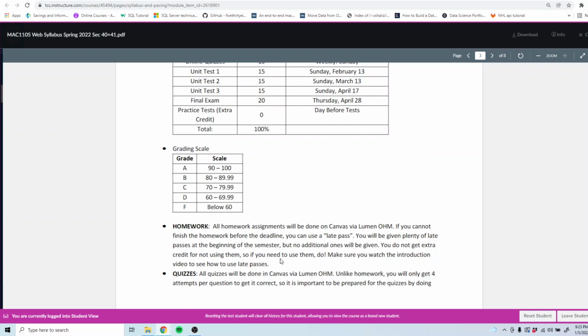The homework, I'll go through this in more detail when I show you on Canvas where all the homework and quizzes and tests are and things like that. So I'm not going to necessarily read through this right now, but they're all done through something called Lumen OHM. There's just a link right on Canvas. If you click on an assignment, it'll take you to the assignment itself. It'll just open up on a new page.